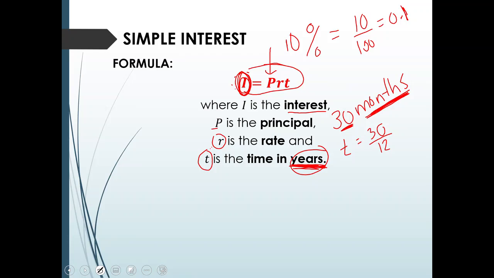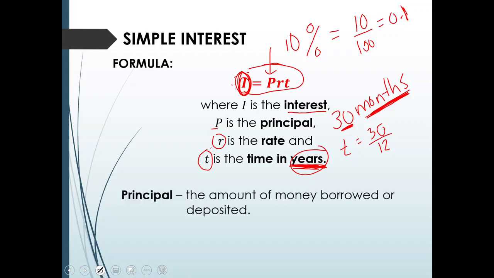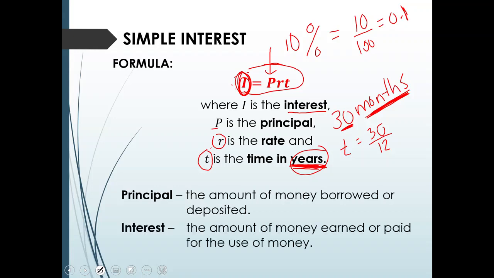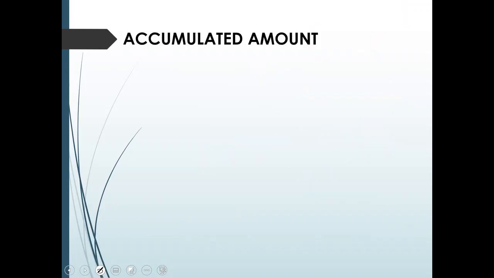So remember, I is equals to PRT. I is the money you gain, because you put something in the bank, so that will be the interest. P is the principal, the money you have in the beginning. Rate is the percentage divided by 100. Time should be in years. If it's in months, divide by 12. So interest is the money you earn from putting your money in the bank.